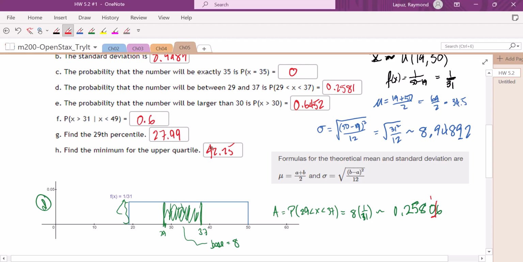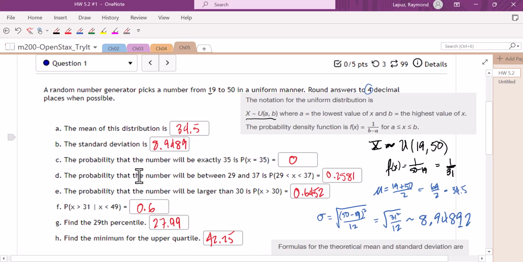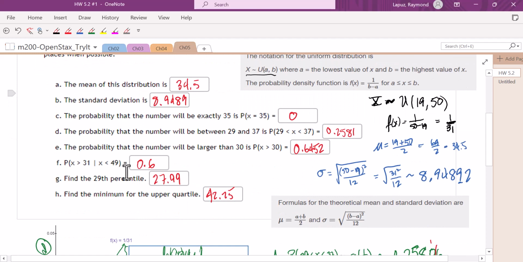Okay, this problem is kind of an overhaul of the continuous probability distributions and the uniform distribution discussions on finding the mean and standard deviation, finding areas, and then finding x values given percentiles or quartiles. All right, I hope that helps.